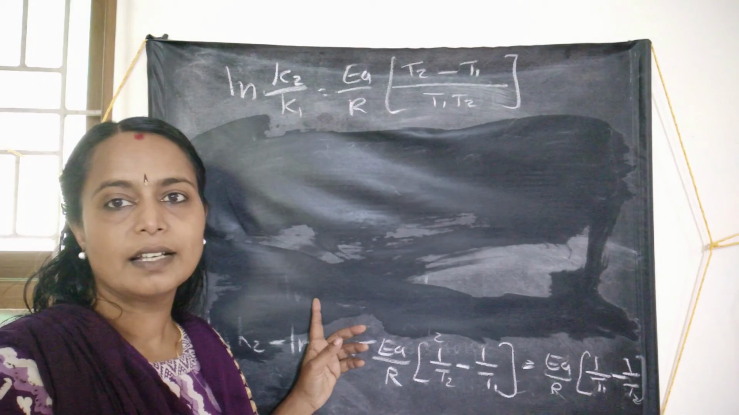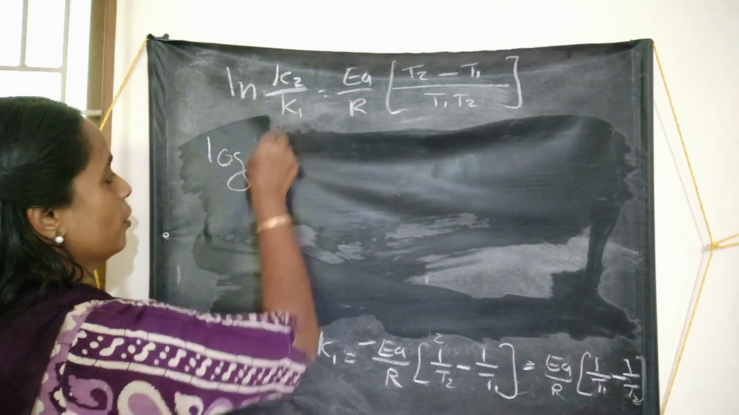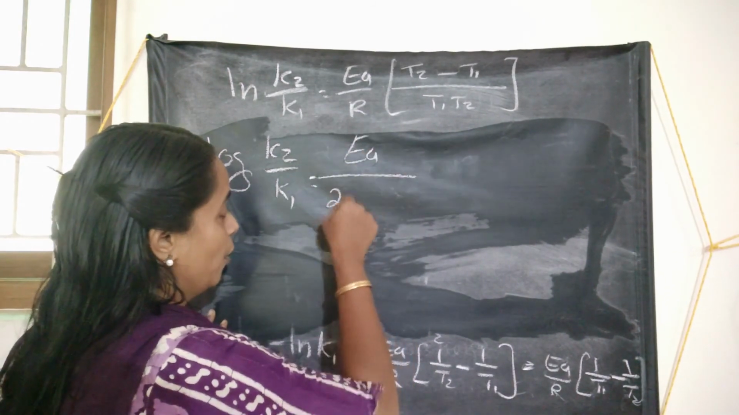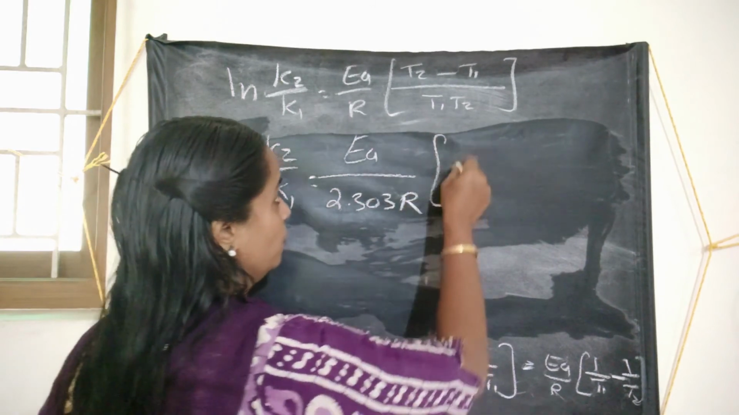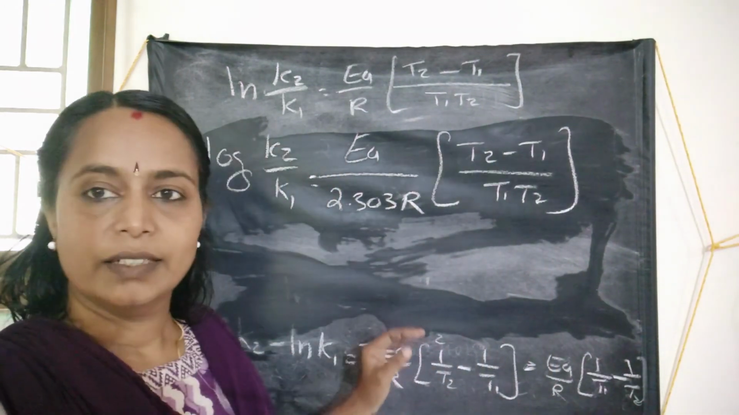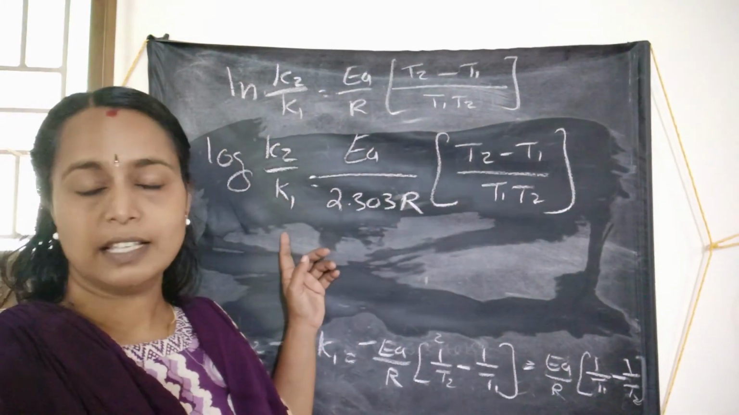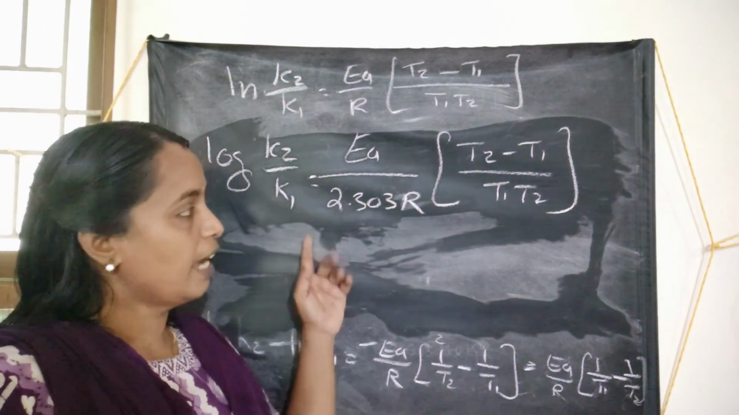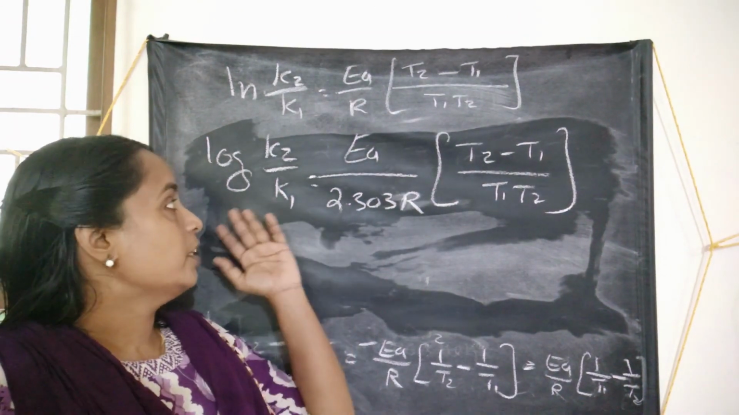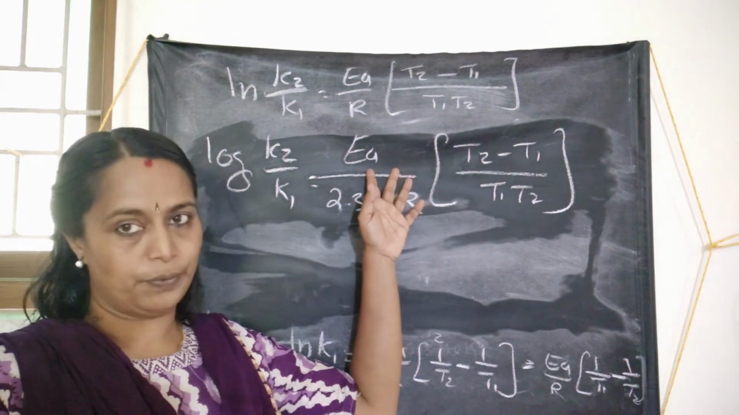Okay, and by changing into logarithm to the base 10, we have log of K2 by K1 is equal to EA by 2.303 R into T2 minus T1 divided by T1 T2. These are the different forms of the Arrhenius equation, and this last one, the form with logarithm to the base 10, can be used to solve problems based on the Arrhenius equation, to find the rate constant at different temperatures, or to calculate the activation energy.